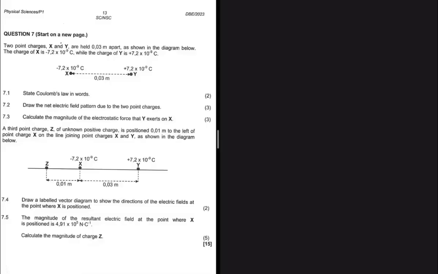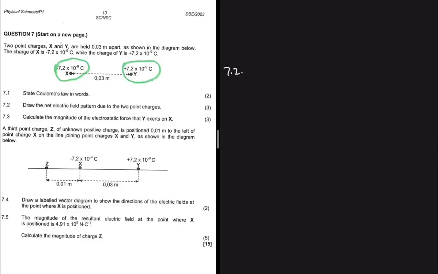What happens when you have a positive and a negative charge? Right, we have two unlike charges. They're definitely going to attract. Right, so the answer to 7.2 will be something like the following.